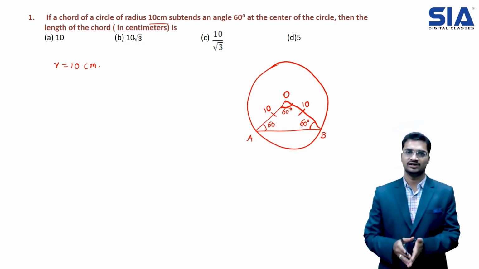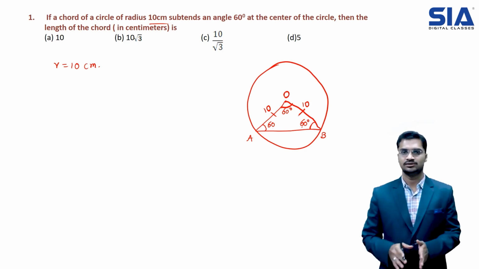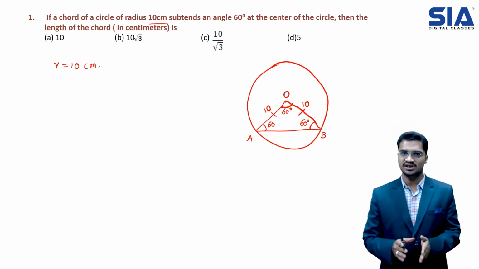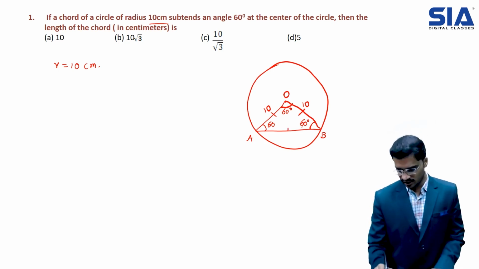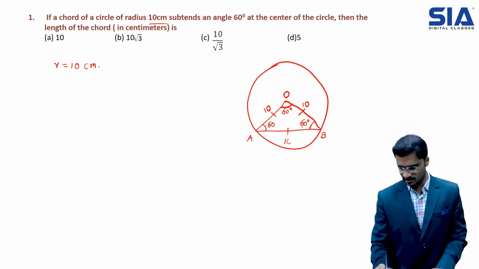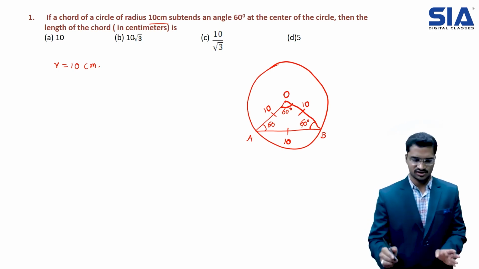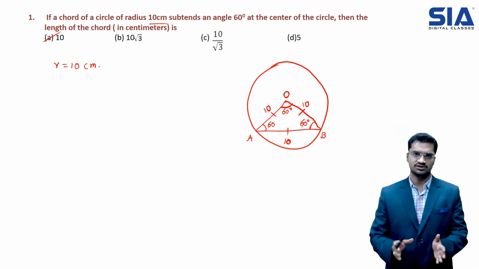So here, all three angles are 60. After seeing this, I can say that triangle OAB is an equilateral triangle. Then all the sides are equal. Then the length of AB is also what? Length of AB is also 10. We have to find the length of AB, so our answer is option A. So this is a very simple question.